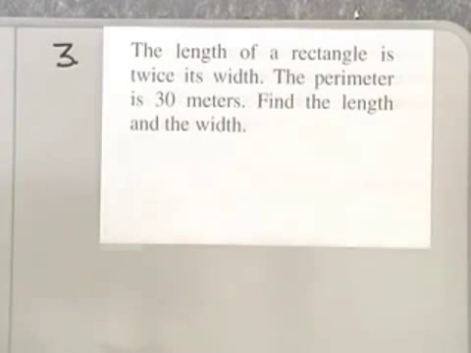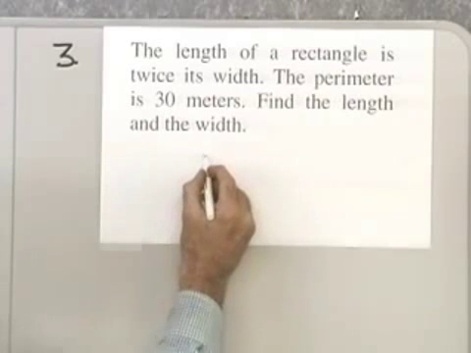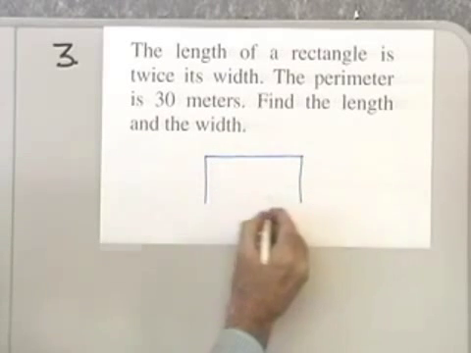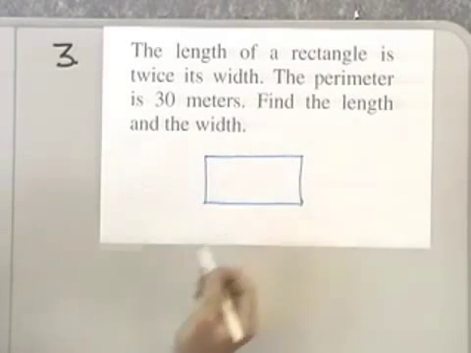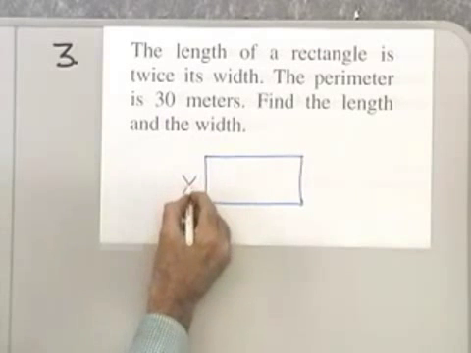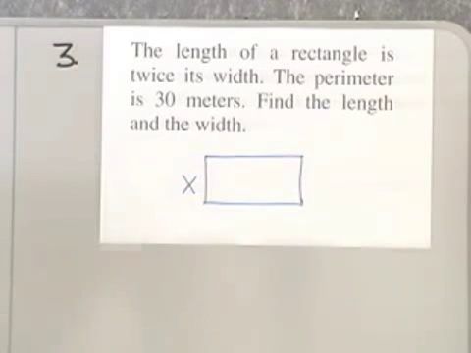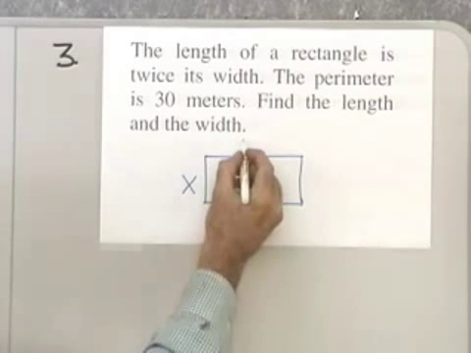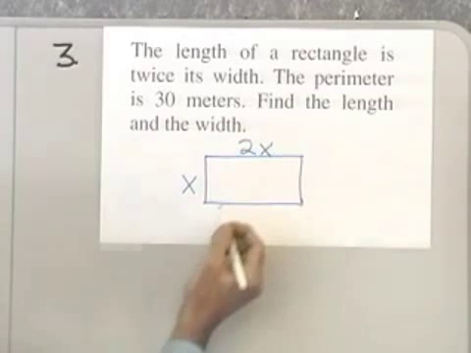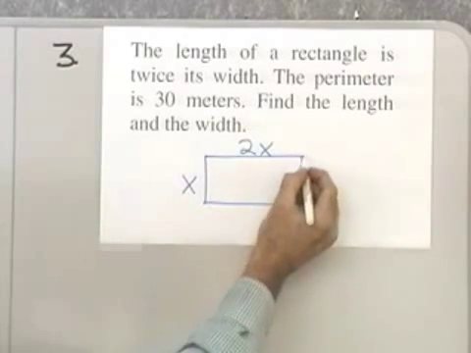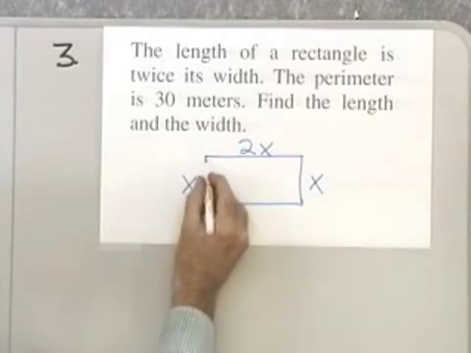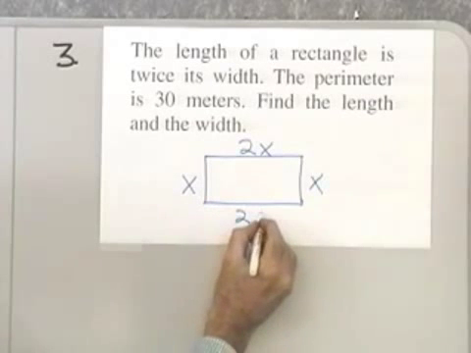So what I'm going to do is assign a variable to the width of this rectangle, and one way to do it when you have a geometric figure is to actually draw a little picture of that figure. So I'm going to draw in the rectangle, and I'm just going to label the width with x. Then I'll write the length in terms of that, and I know that the length is twice the width. So the length is going to be 2x. So the width is x over here, and the length is 2x here and 2x down here.